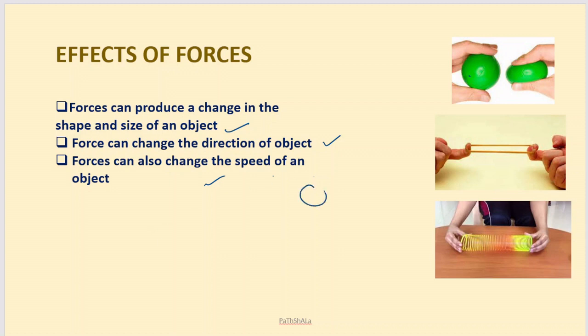Similarly, you can change the direction and the speed of an object. How? A ball is coming towards you, kick it in another direction. Direction is changed. It is coming very slowly towards you, kick it with more force. Its speed changes. I want you to give at least two examples of how a force can change the shape, size, direction and speed of an object in the comment section below.